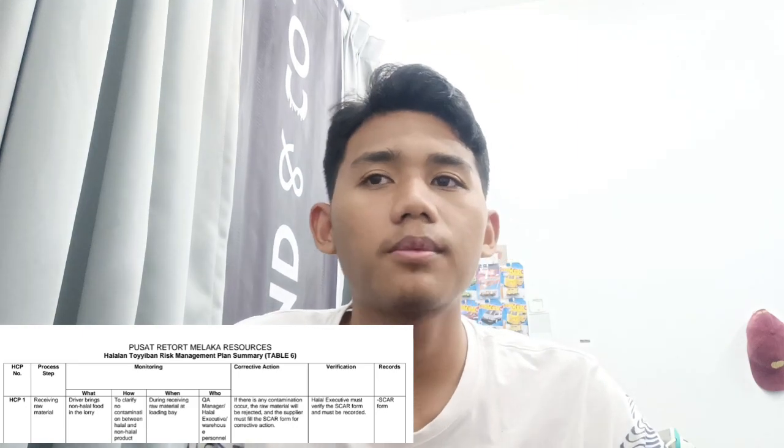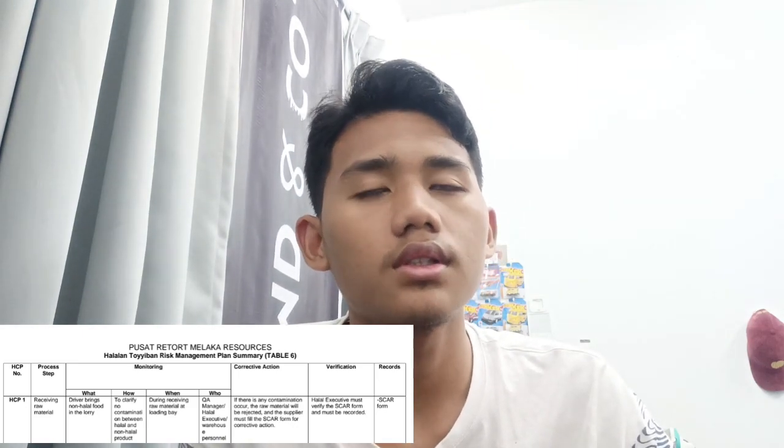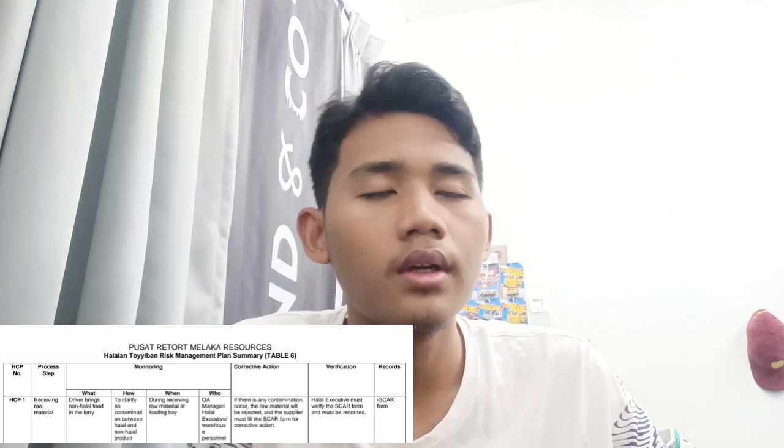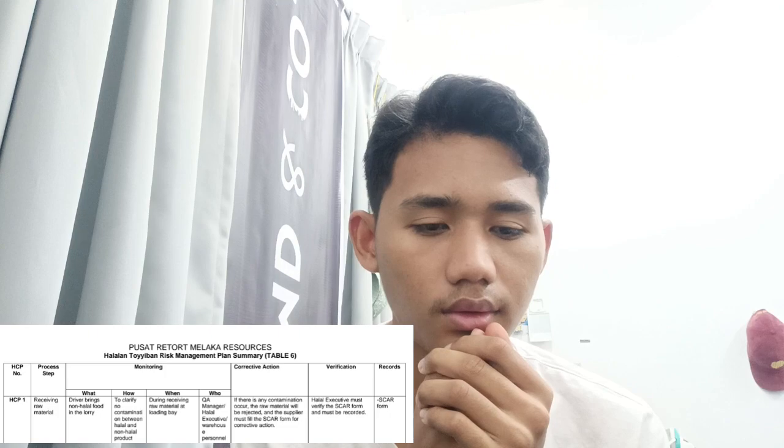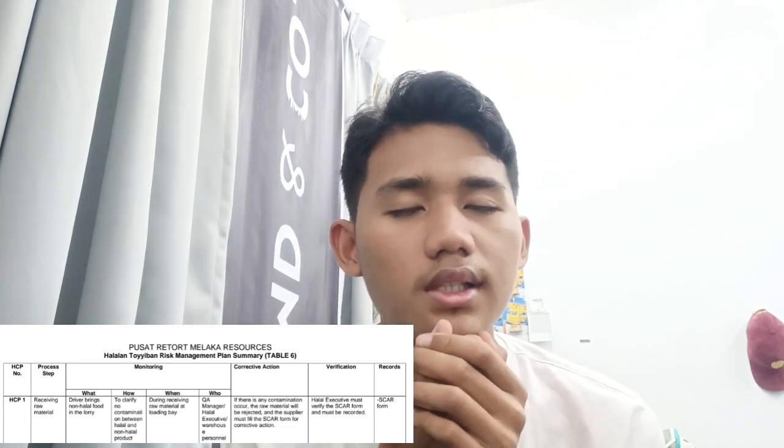Okay, so next, we are done with the HCP. So we go to the HCP plan summary for my company. We move to the next point, which is the halal plan summary. The first one, we see the table, the process step that has been identified as the HCP, which is at the material.